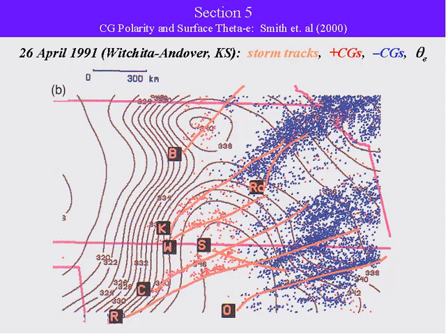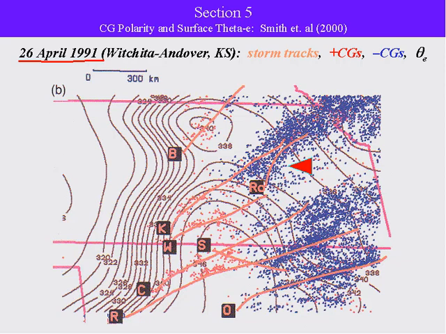The second thing plotted are these red lines which extend from the southwest to the northeast, and these are storm tracks from this day, 26 April of 1991, and the storms are given these different letters. This would be Storm K, Storm W, etc. And the final thing plotted on here are the CG lightning strikes. The red dots are the positive strikes, and the blue dots are the negative strikes.